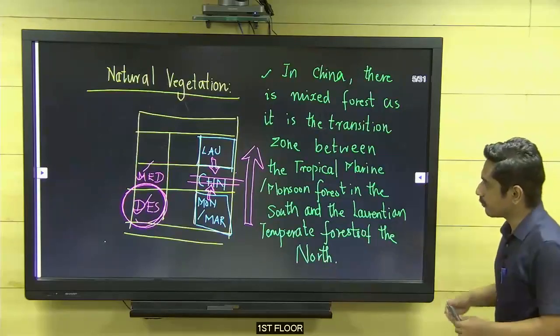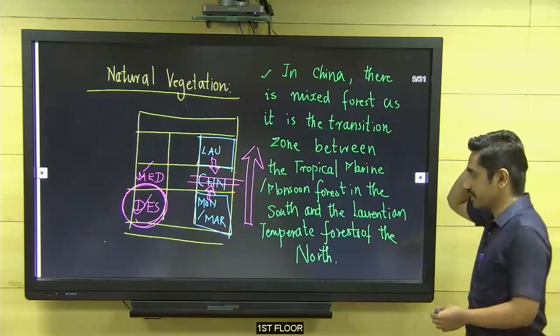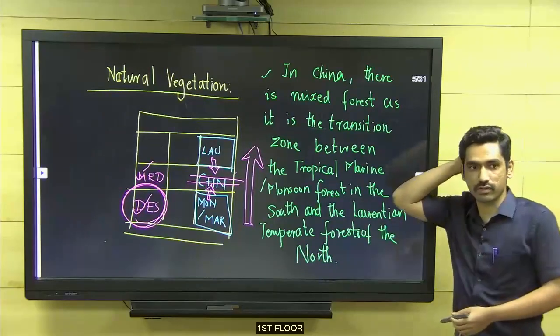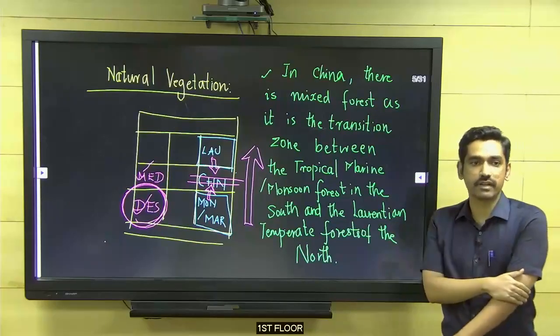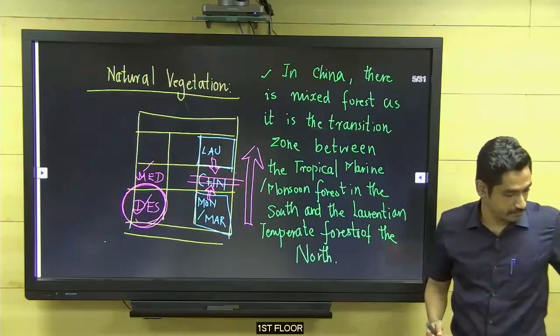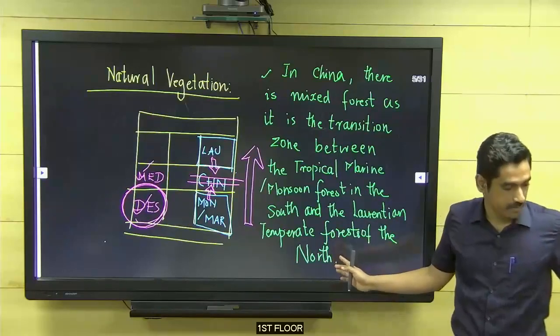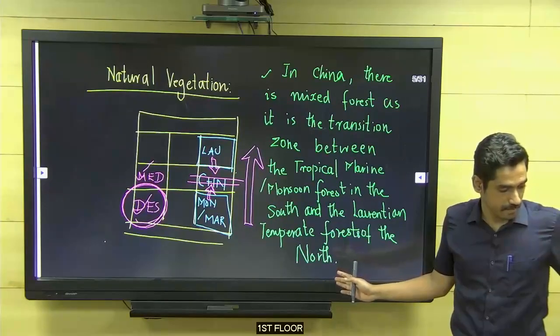So in China, there is mixed forest, as it is a transition zone between tropical marine or monsoon forest in the south and the Laurentian temperate forest of the north. Now we'll try to understand economic development, and it is slightly different between Asia and North America. You clearly know. Some link with world history also, you'll get the idea. So shall I move on? Just let me know if you've taken this down.